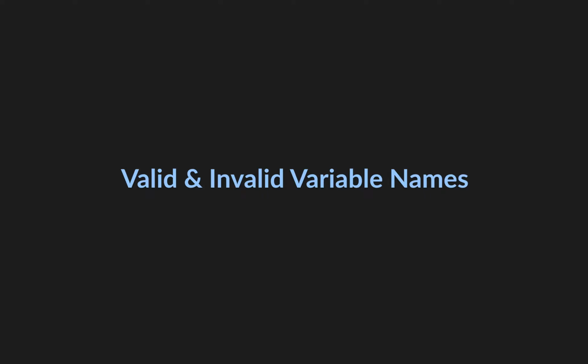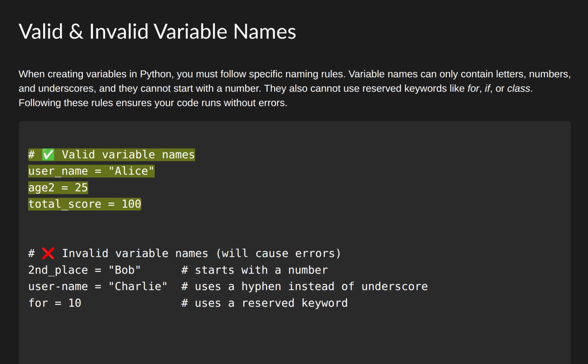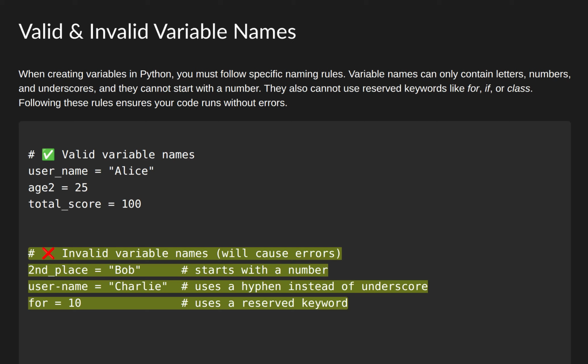Valid and invalid variable names. When creating variables in Python, you must follow certain naming rules. Variable names may only contain letters, numbers, and underscores, and they cannot begin with a number. Reserved keywords, such as for, if, or class, are not allowed as variable names. These rules ensure your code runs without errors. This code demonstrates which variable names are valid and which are not.